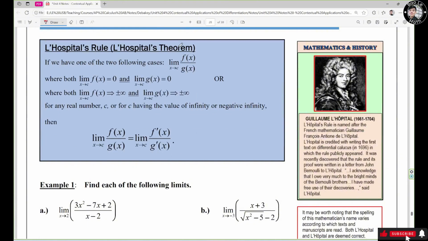The L'Hospital's rule theorem: if we have one of the two following cases, the limit of f(s) over g(s) when s approaches c, where both the limit of f(s) when s approaches c equals 0 and the limit of g(s) when s approaches c equals 0, or where both limits approach positive or negative infinity, for any real number c, or for c having the value of infinity or negative infinity, then you're going to take the derivative of the numerator and the derivative of the denominator, right?